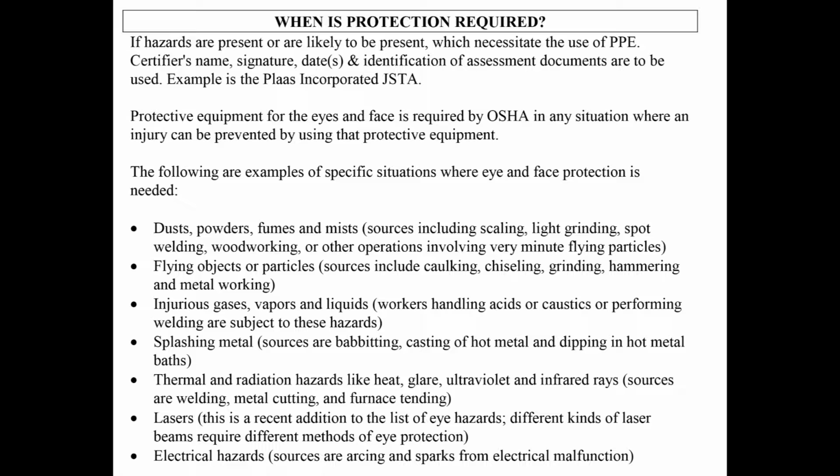Splashing metal. Sources are babbitting, casting of hot metal, and dipping in hot metal baths. Thermal and radiation hazards like heat, glare, ultraviolet, and infrared rays. Sources are welding, metal cutting, and furnace tending. Lasers. This is a recent addition to the list of eye hazards. Different kinds of laser beams require different methods of eye protection. Electrical hazards. Sources are arcing and sparks from electrical malfunction.